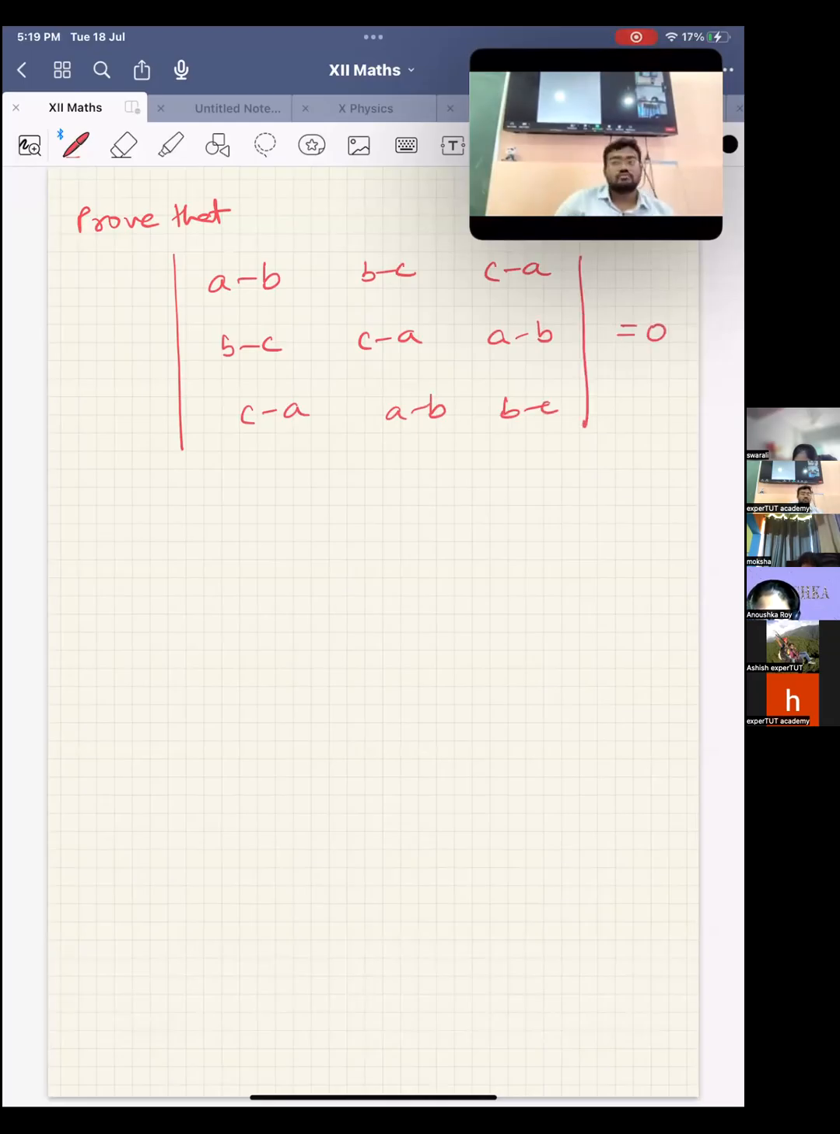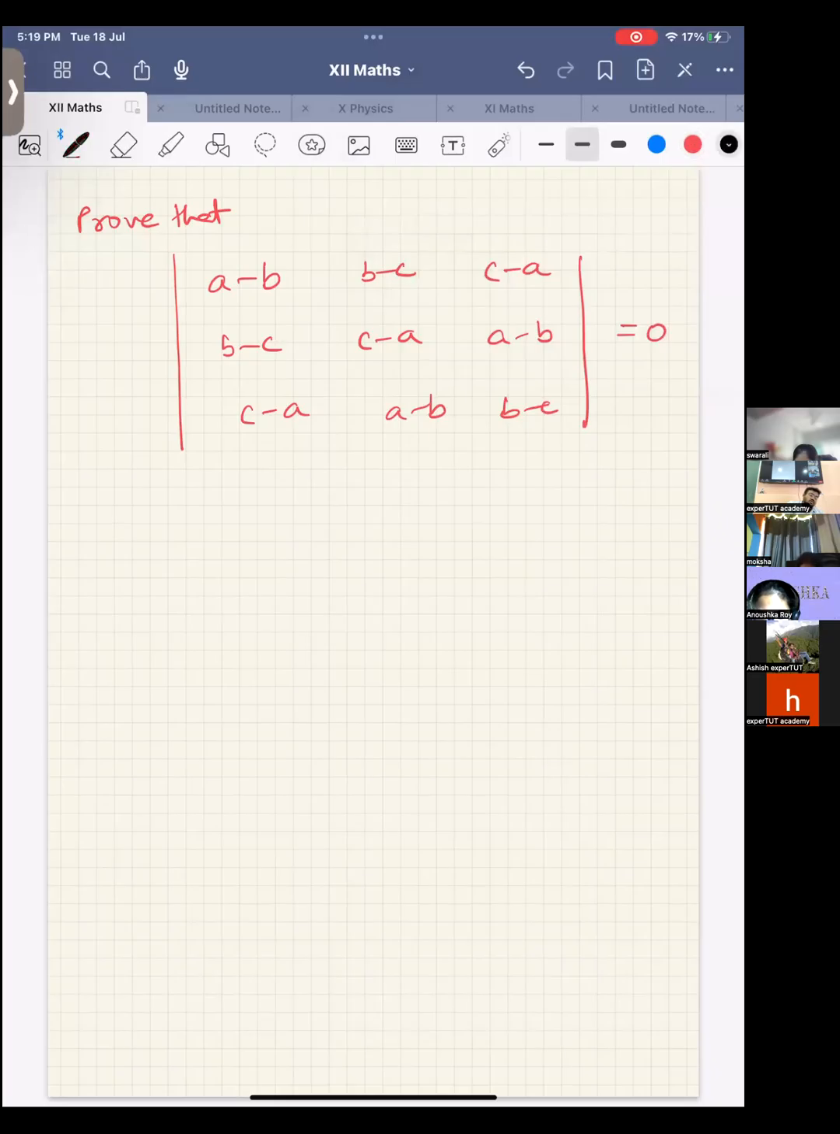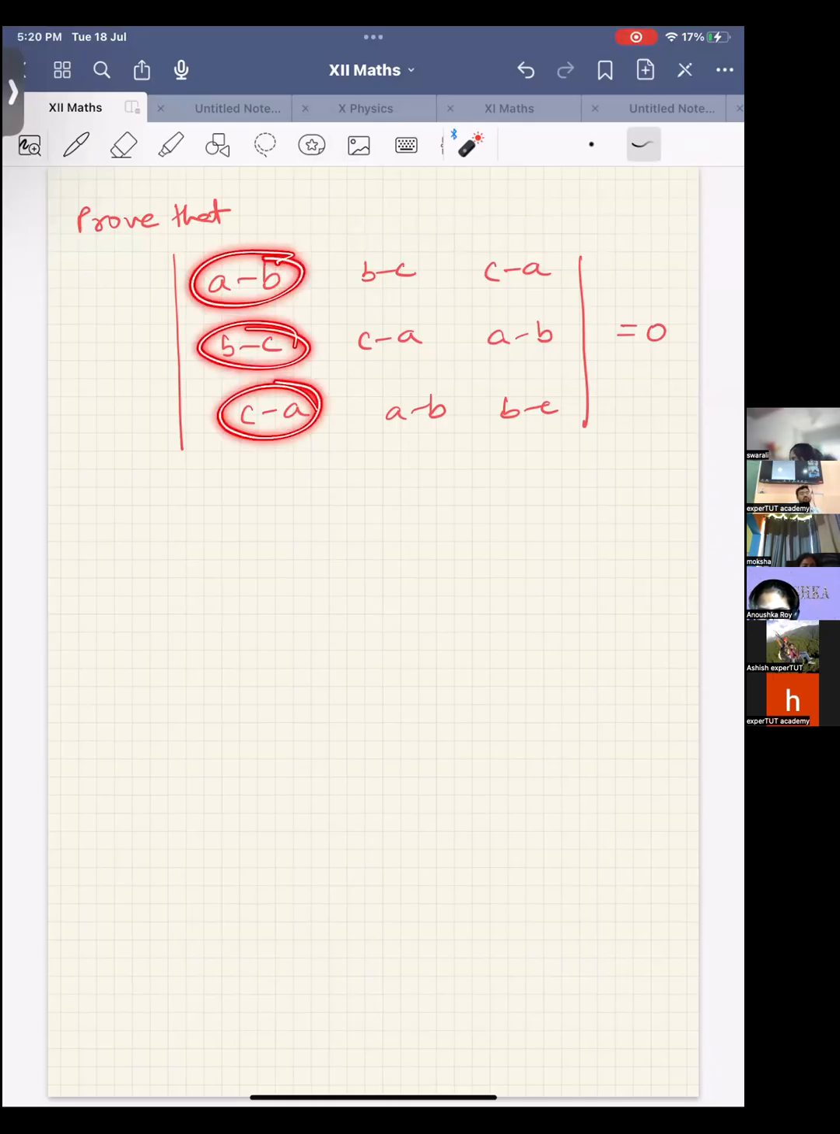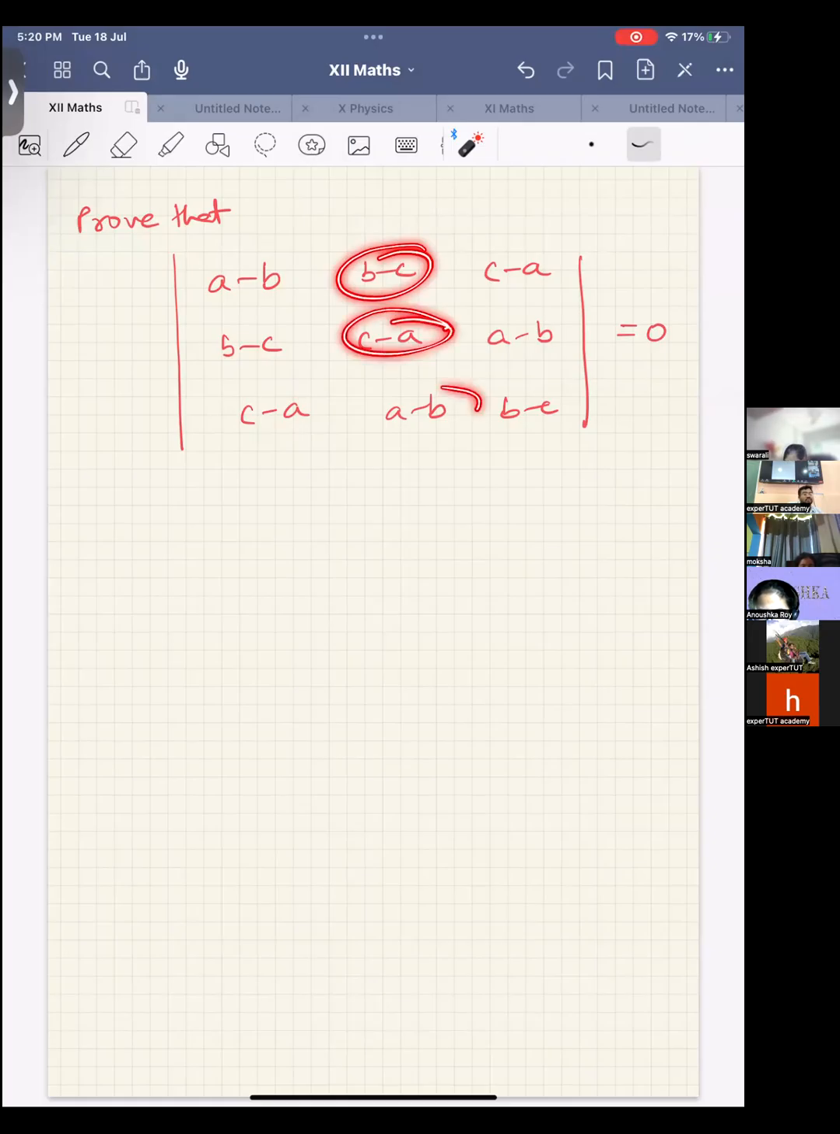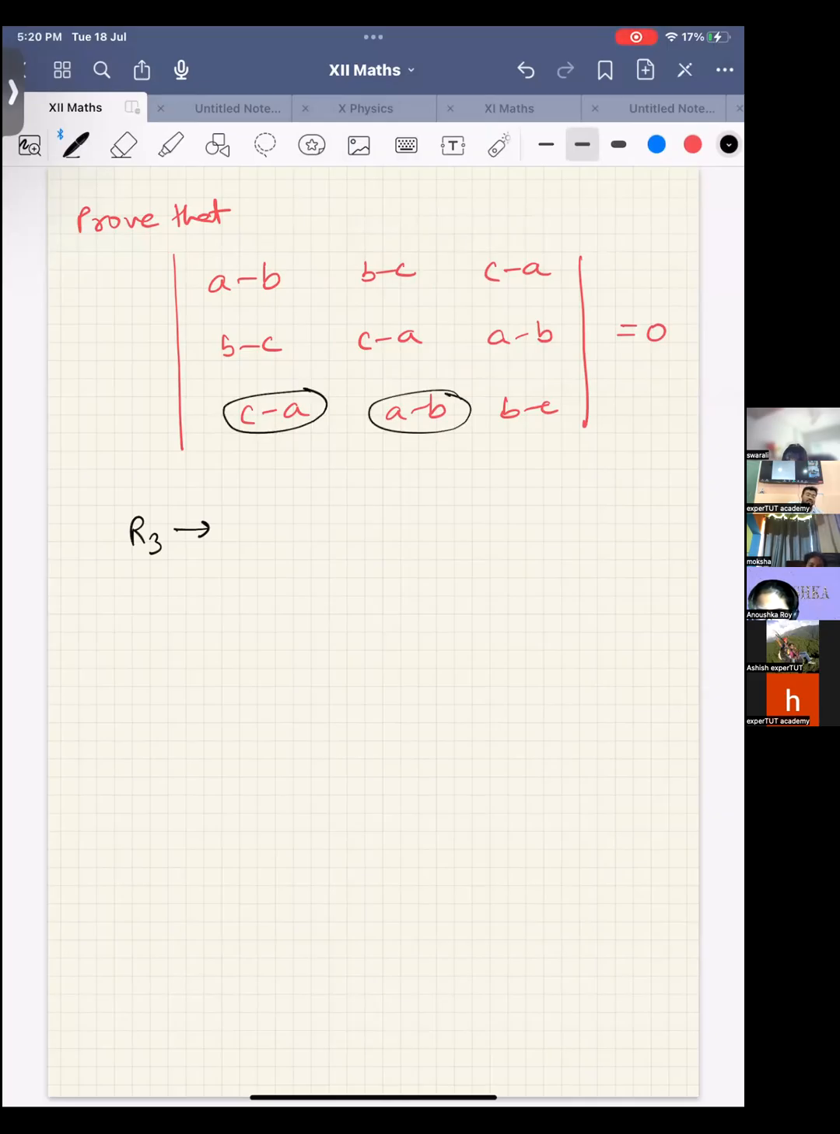Okay, so how do we do it? Just before that you have to observe the symmetry. If you add these three elements, what will you get? 0. If you add these three, what will you get? 0, right? So what we do is we write this: the new R3 is the old R1 plus old R2 plus old R3. Which row am I changing? The third row I'm changing.